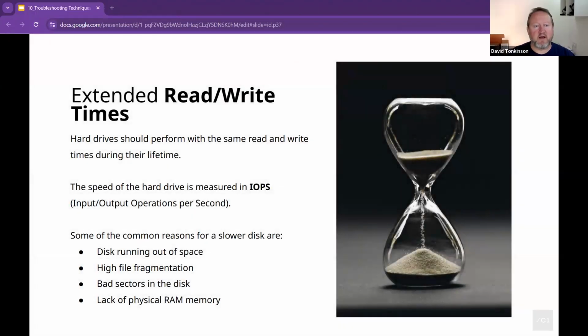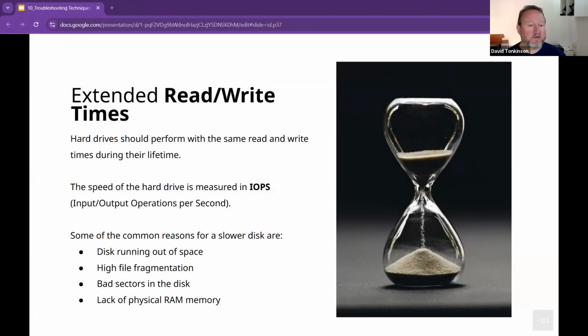Okay, some other problems you can have: extended read-write on some of the RAID drives. Again, this is similar stuff that we talked about for fast, so we may get a reduced IOPS, that's input-output operations per second. Again, some of this could be caused by a problem with the RAID controller or with the disk drives themselves.